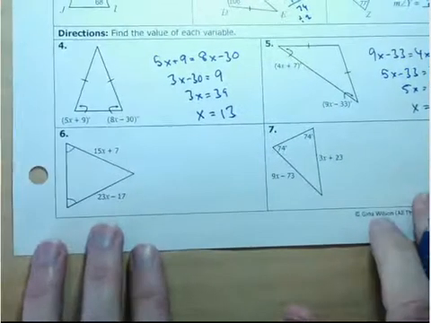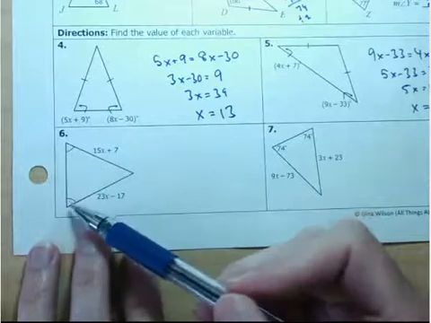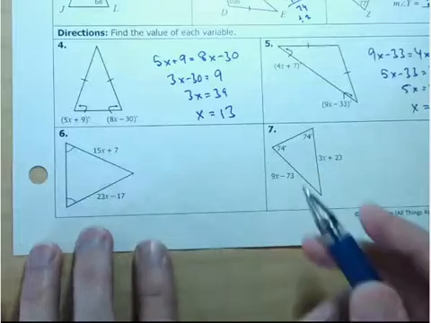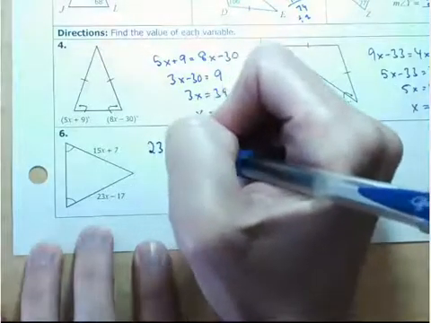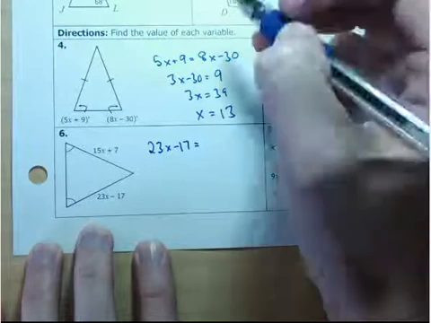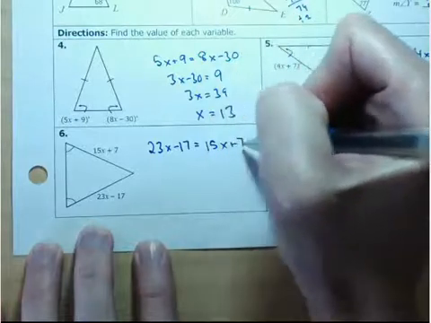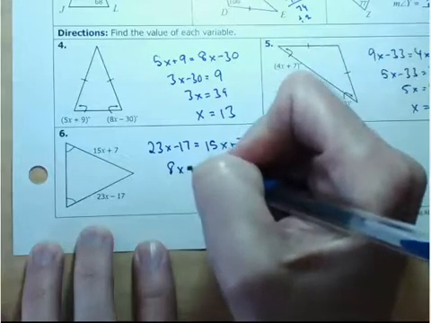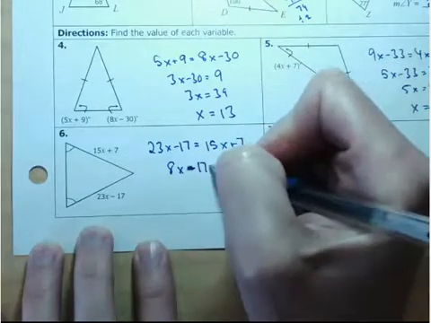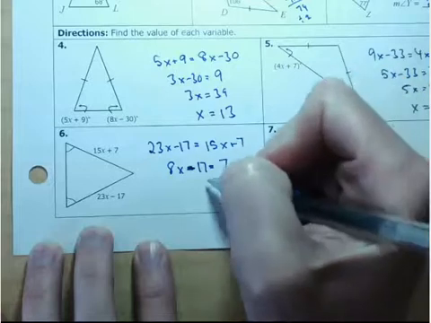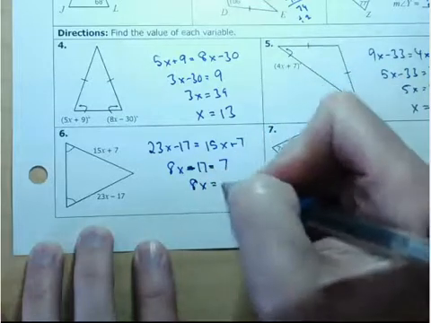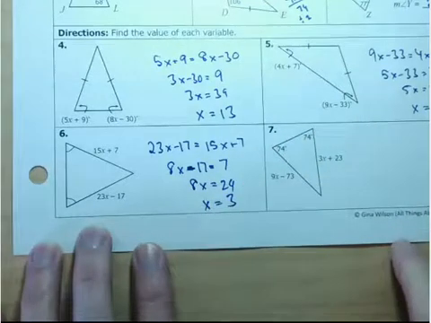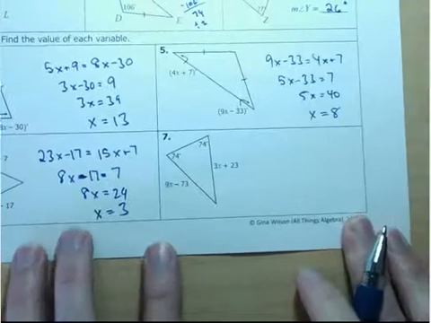Now we're going to come over here and look at number 6. Now they're telling us that the angles are congruent. So I know this is isosceles, and if the angles are congruent, then my sides must be congruent. So again, I'm going to set this up with my sides equaling each other. Okay, and then I'm going to subtract 15 from both sides, so I got 8x, that's supposed to be a minus, 8x minus 17 is equal to 7. Add 17 to both sides, I got 8x is equal to 24, and x is equal to 3. Okay, go ahead and do number 7 on your own.